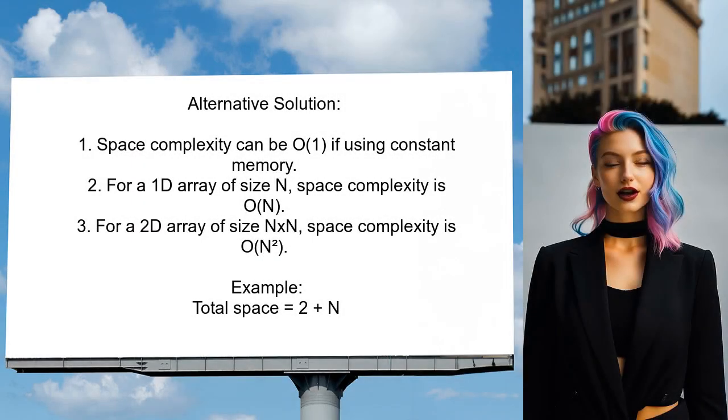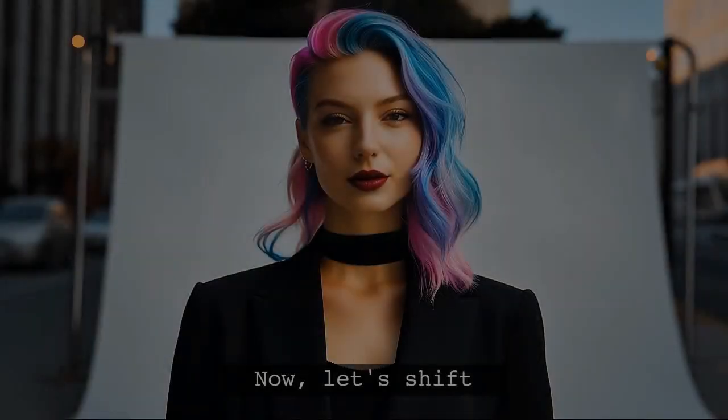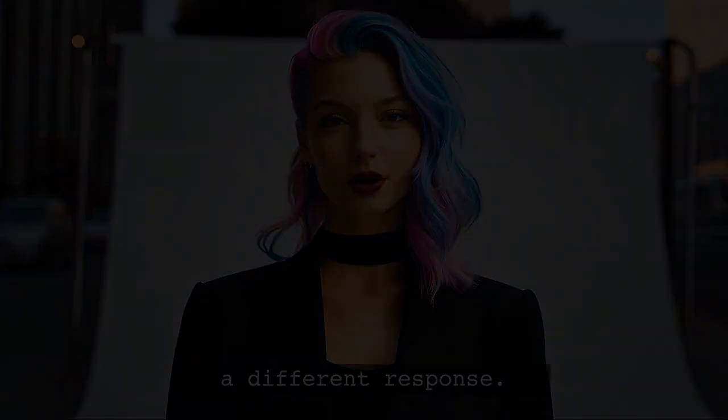This user explains that the space complexity of an array depends on the specific case. If you use a constant amount of memory, the space complexity is O(1). However, if the array size varies with input, like a one-dimensional array designed to hold n elements, the space complexity becomes O(n). For a two-dimensional array of size n by n, the space complexity is O(n squared). They illustrate this with an example where the total space requirement is 2 plus n, leading to a space complexity of O(n). Now, let's shift our focus to a different response.